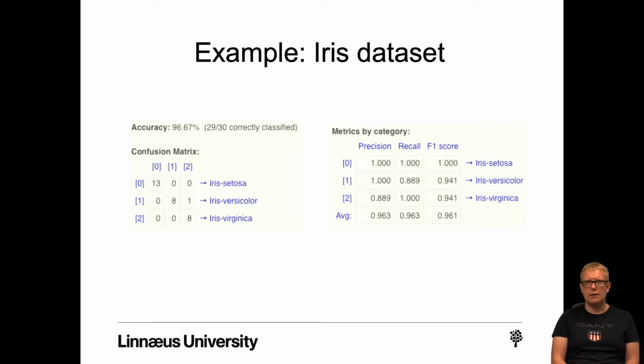We can then calculate the precision and recall and combine them into an F1 score for each category, and we can calculate an average value of the precision, recall and F1 score for all categories. So the average F1 score for this model was 0.961.